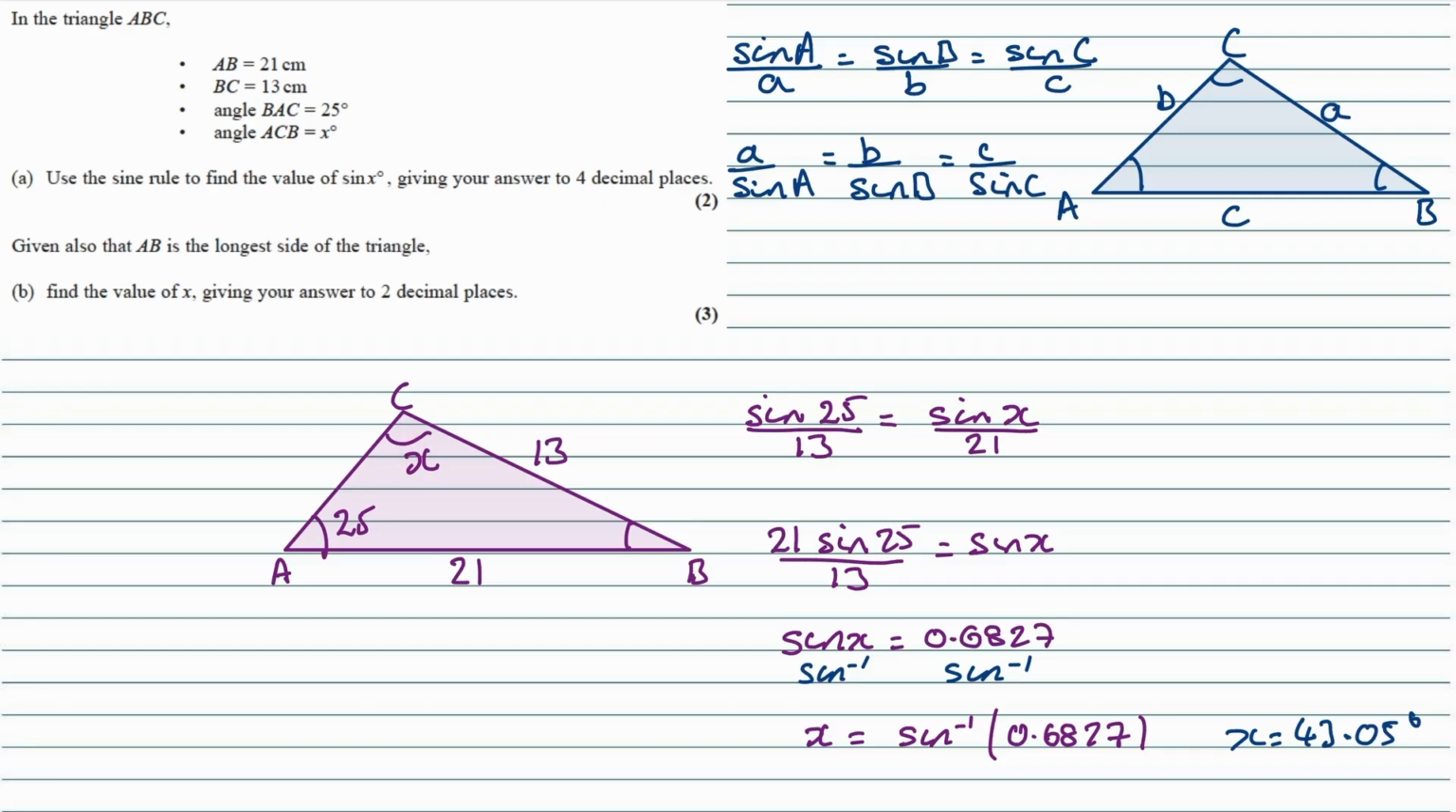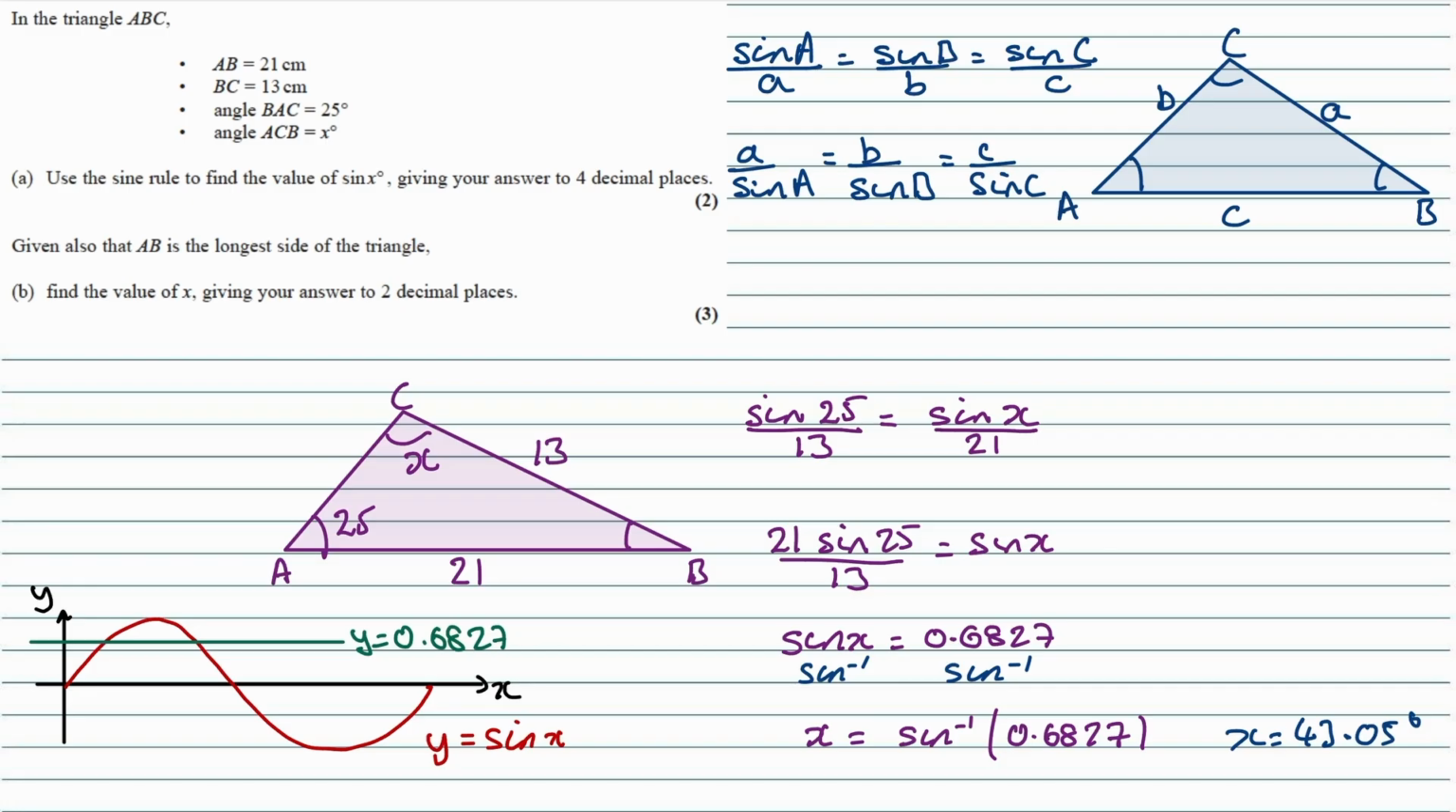If we think about the sine graph, we know the sine of X is 0.6827. So we'll have a solution here, and at this point, the calculator gave us our first solution. What we want is the second solution, and this will be 180 take away the 43.05. So the value of X that we want is X will equal 136.95 degrees, okay?